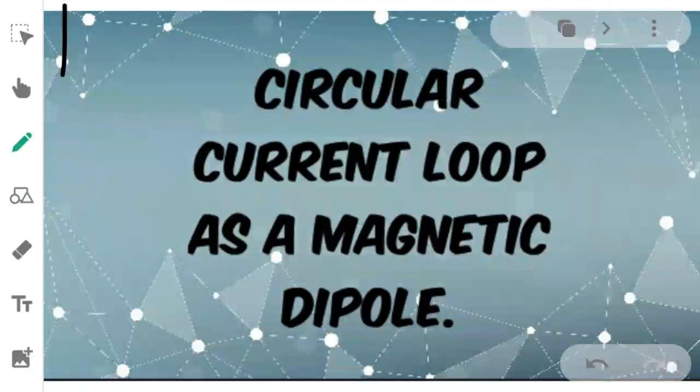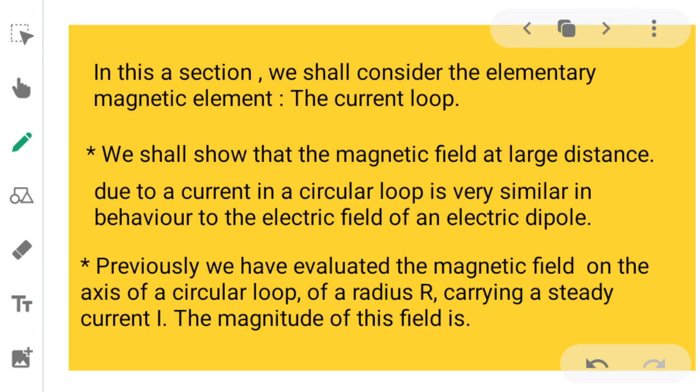Hello students. Today we'll see another topic on the circular current loop as a magnetic dipole. So let us start. In this section we shall consider the elementary magnetic element, that is the current loop.